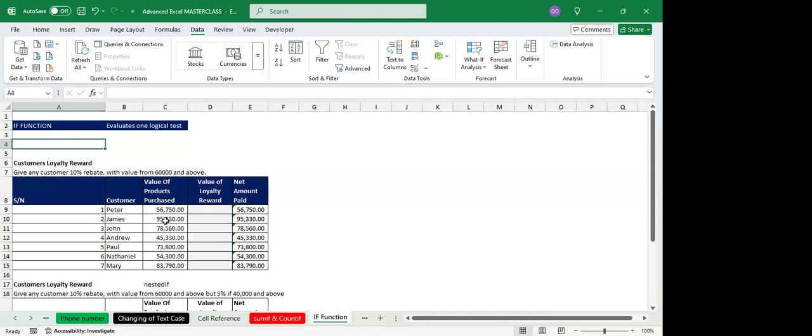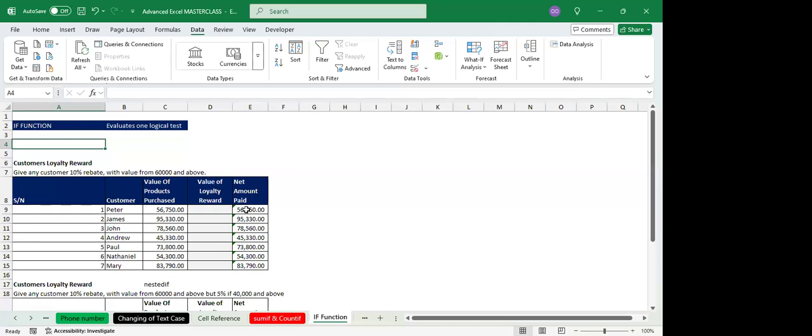Now look at James. What will James get? If we get it, 9,500. 9,533. Thank you. You have understood it like that. Now, I want to prepare an Excel function to calculate what he will get in this place.